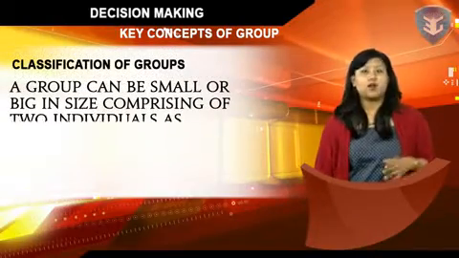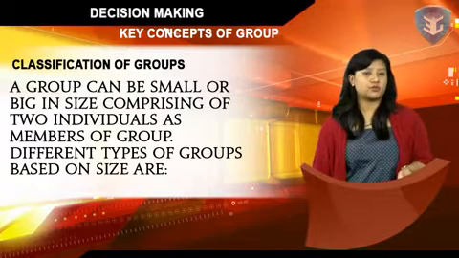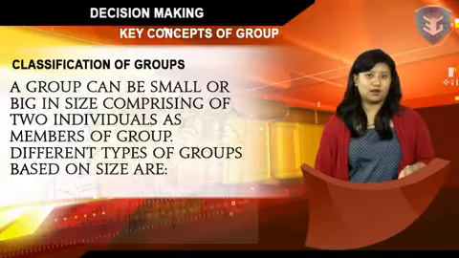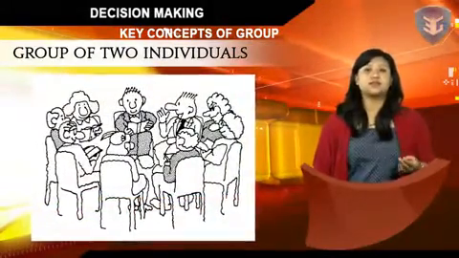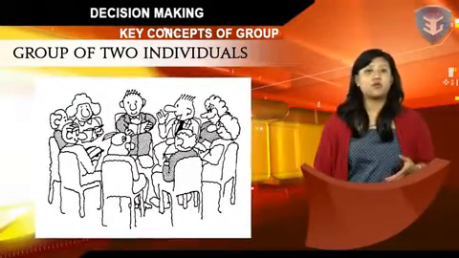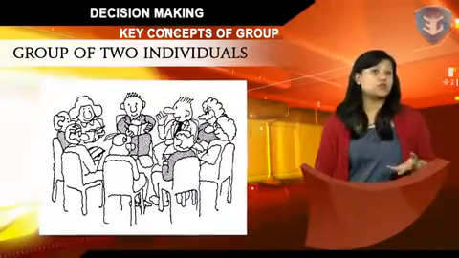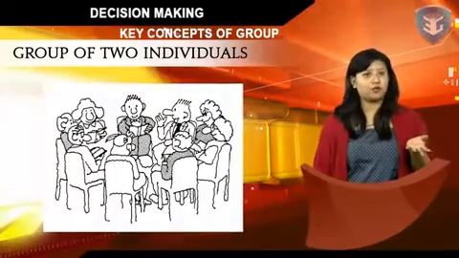Classification of groups. A group can be small or big in size, comprising two individuals as members of the group. Different types of groups based on size are: group of two individuals. A dyad consists of two individuals as members of the group. These can be formal or informal. If there is agreement, such groups continue. Even when two individuals come together to achieve certain objectives, it becomes an informal group.